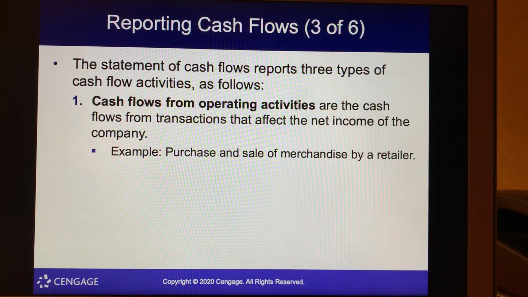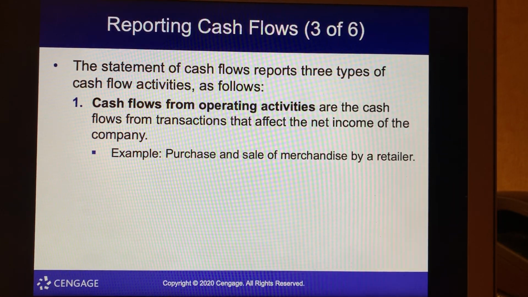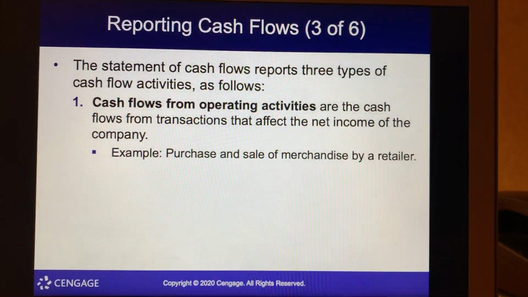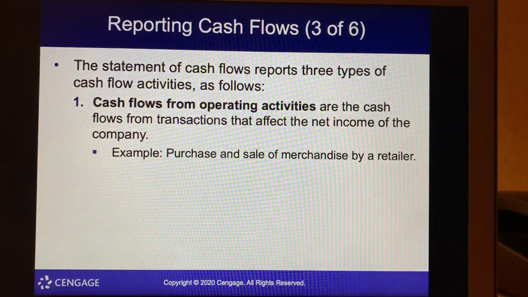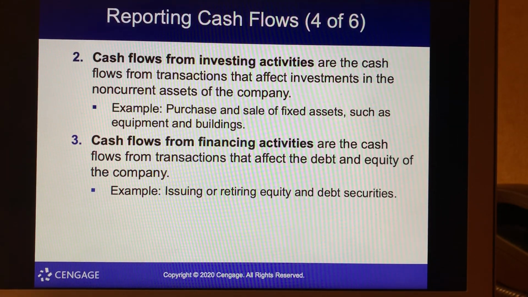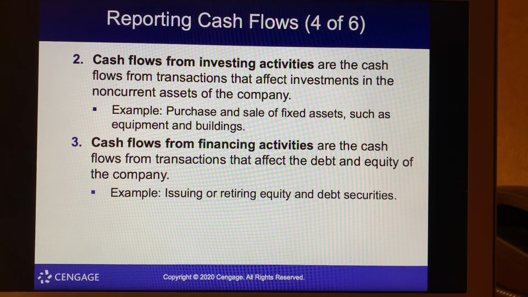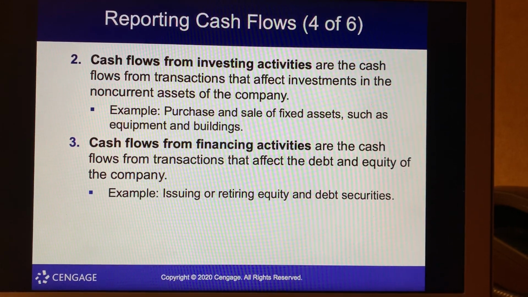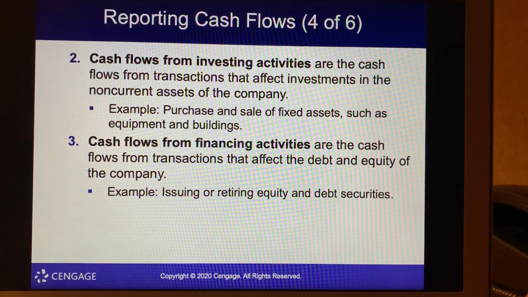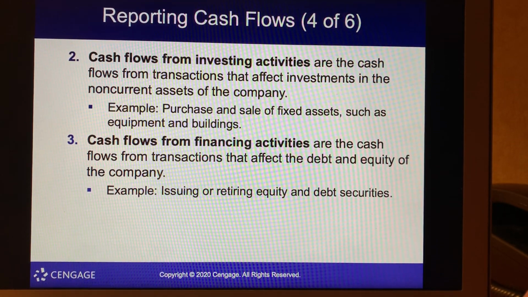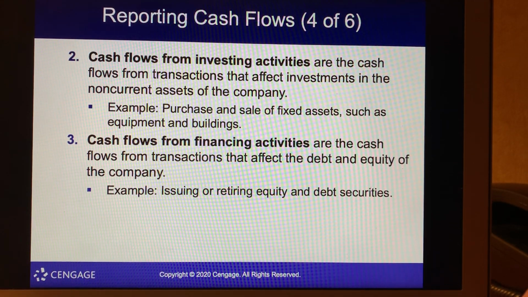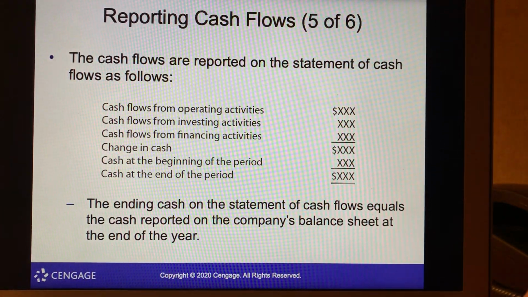The statement of cash flows reports three types of cash flow activities as follows. Cash flows from operating activities are the cash flows from transactions that affect the net income of the company. Example, purchase and sale of merchandise by a retailer. Cash flows from investing activities are cash flows from transactions that affect investments in the non-current assets of the company. Example, purchase and sale of fixed assets such as equipment and buildings. Cash flows from financing activities are the cash flows from transactions that affect the debt and equity of the company. Example, issuing or retiring equity and debt securities.